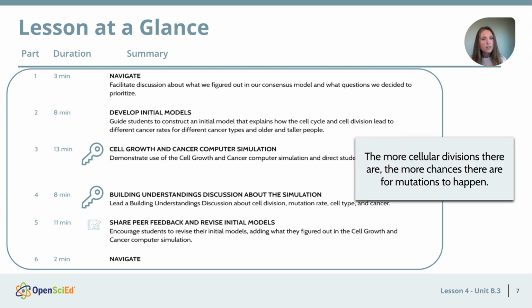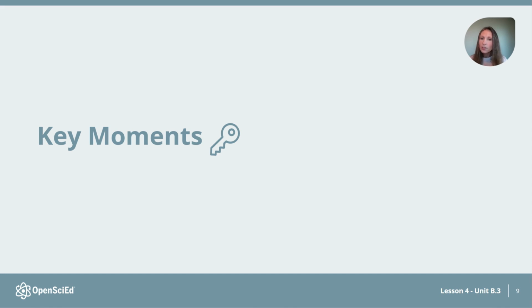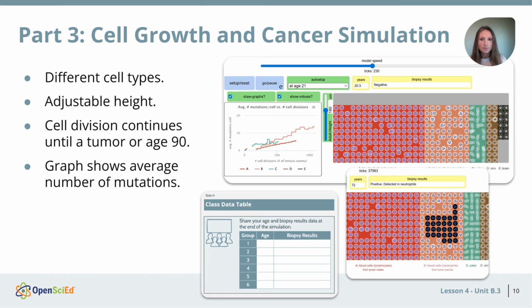Through all of this, students figure out that the chance for mutations increases with the number of cell divisions. Overall, in Lesson 4, students figure out that some types of cells divide more than others, that the longer you live, the more your cells divide, and that the taller you are, the more cells you have, so the more your cells divide. They also figure out that the more cells divide, the more chances there are for mutations to happen. Let's take a look at two key moments in Lesson 4.